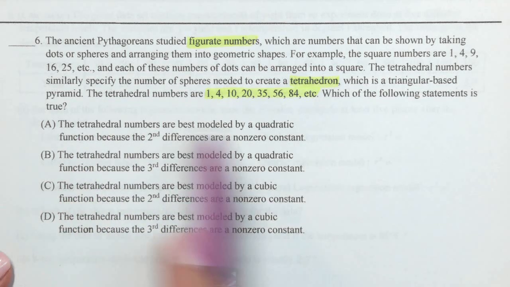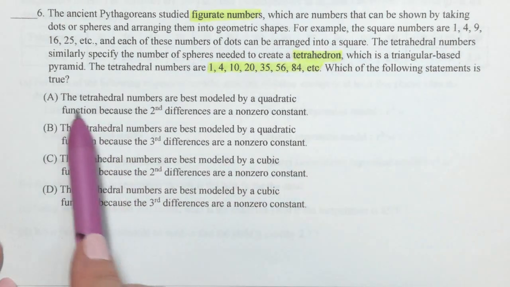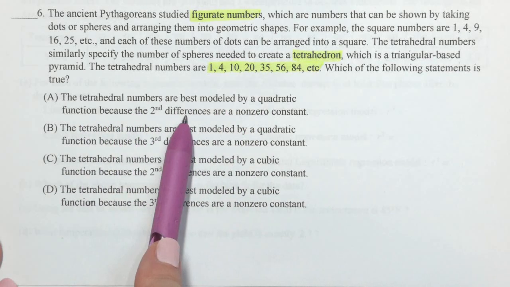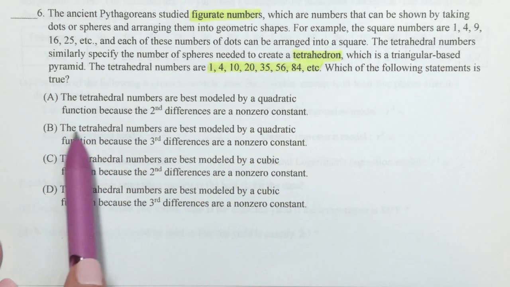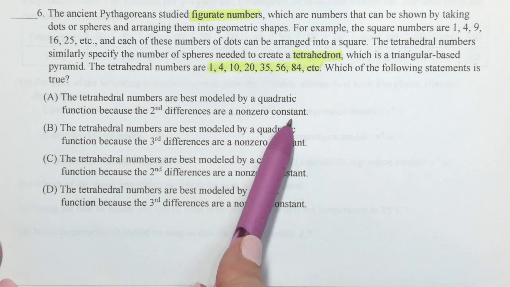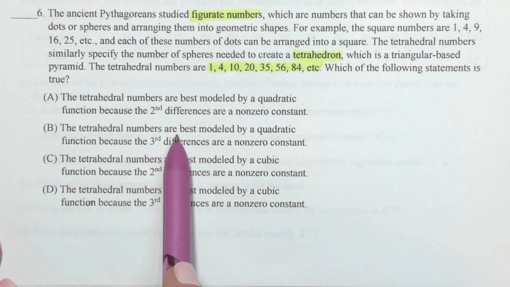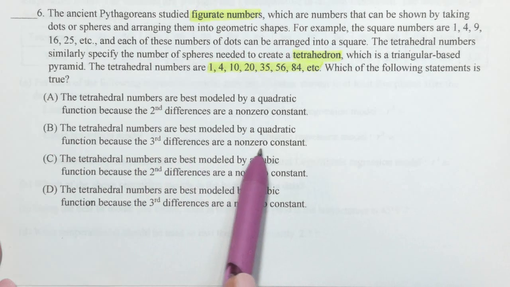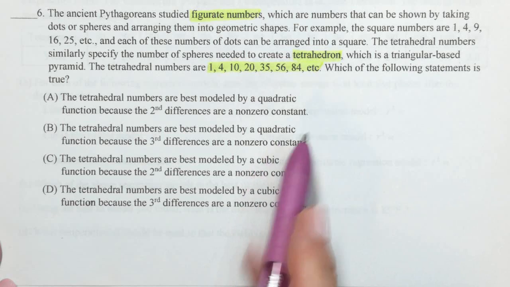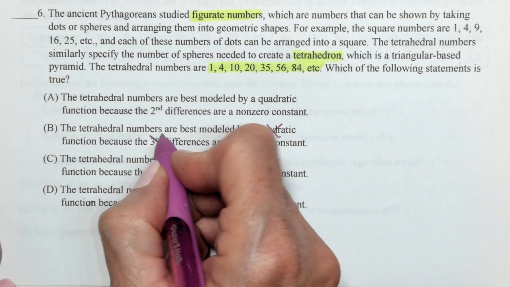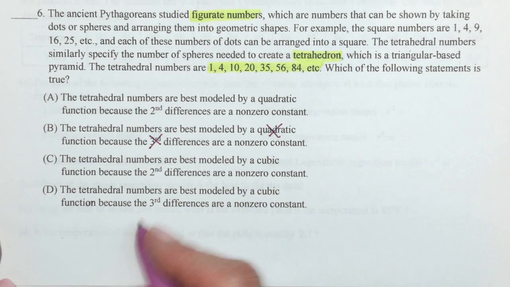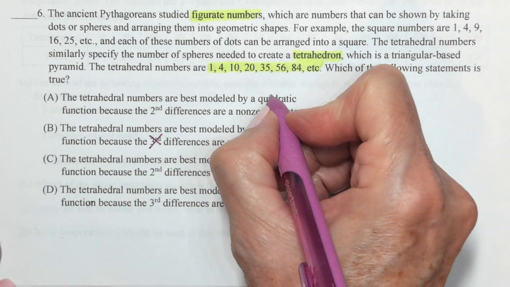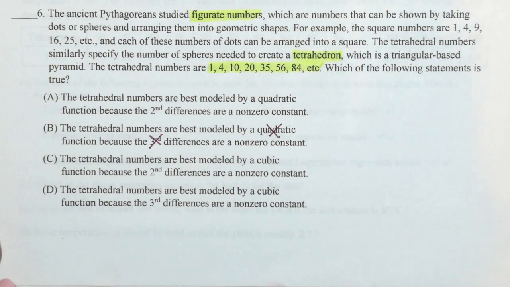So let's read the statements to see what they're even looking for. The tetrahedral numbers are best modeled by a quadratic function because the second differences are a non-zero constant. The tetrahedral numbers are best modeled by a quadratic function because the third differences are a non-zero constant. I know that that's not true because quadratic would not be a third difference. I also know that A is not true because I know that these are the square numbers. This is not going to be a quadratic, but I'm going to leave it.